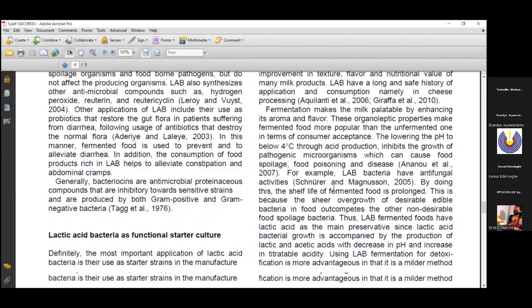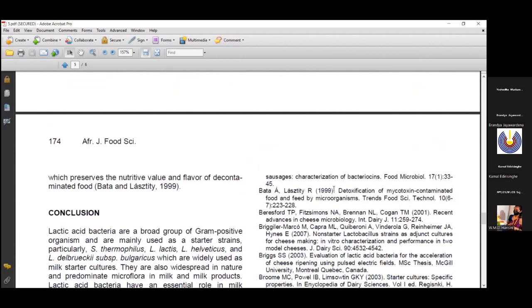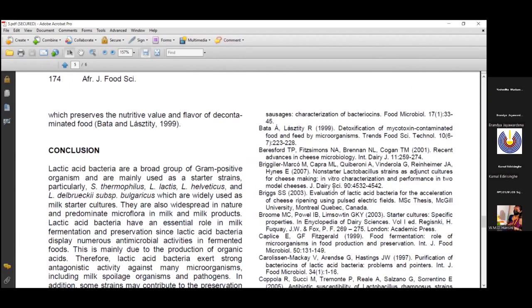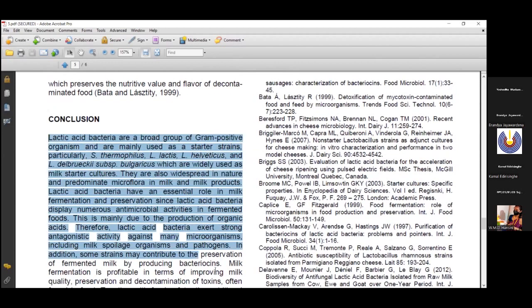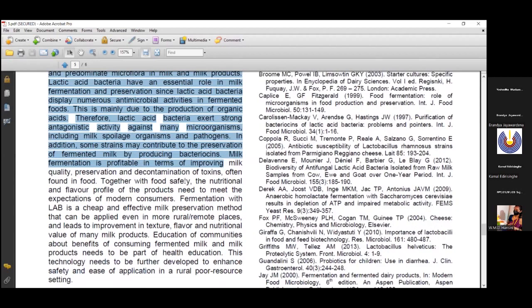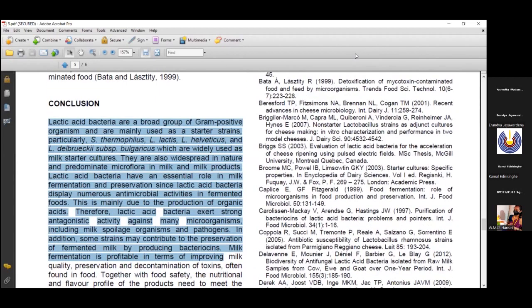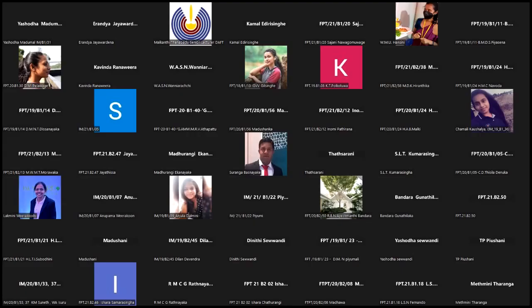Likewise, literature review articles are put together in this way. In the conclusion part, the interpretation is more important, and those are the findings you can mention. This is one literature review article I may share with you for more information.